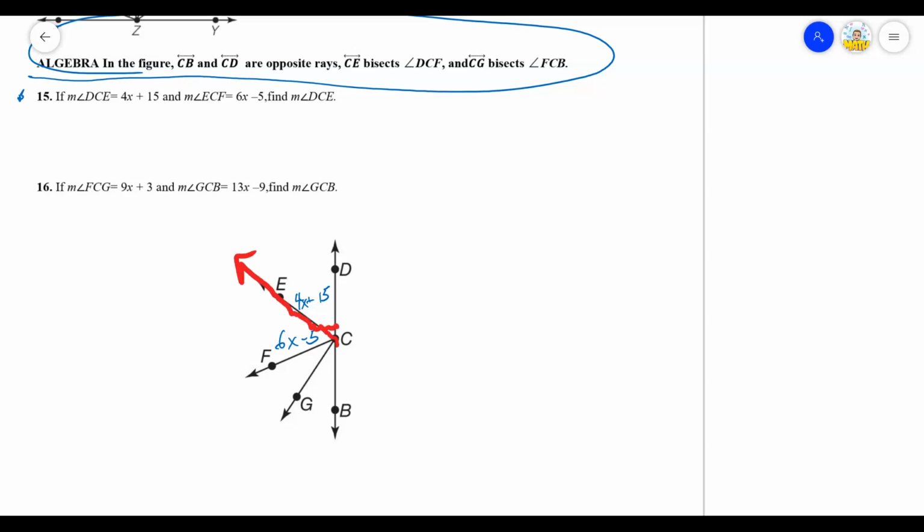So what we have, those two angles that I labeled are actually going to be equal to each other because we have an angle bisector. So what's the equation that we could set up if we know we have this angle here and this angle here are equal to each other? What's our first equation that we could set up? Let's answer that in the Edpuzzle. So hopefully we said 4x plus 15, since we have an angle bisector, creates two equal angles, equals 6x minus 5.